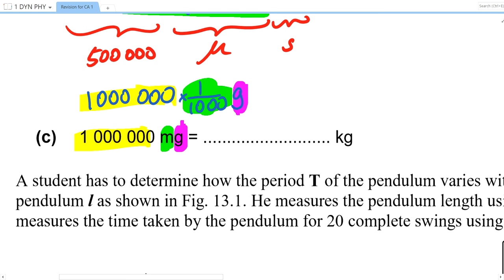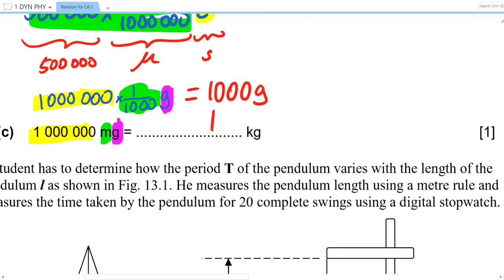What do you think my value will be? 1,000. How much? What is the unit? 1,000 what? If I convert it, 1,000 grams, right? Now from here on, I'm sure you can tell me that this is how many kilograms? 1 kilogram. Okay?